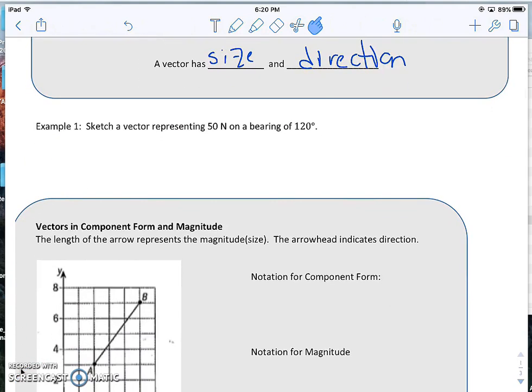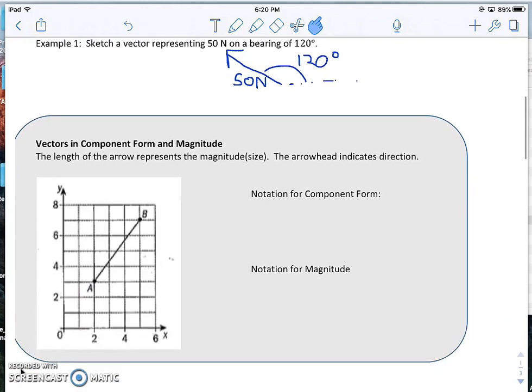So the first thing we're asked to do is sketch a vector representing 50 newtons of force on a bearing of 120. So if here is our x-axis, 120 would be here. So here's our angle, 120 degrees. And then I'm going to label this, that's 50 newtons.